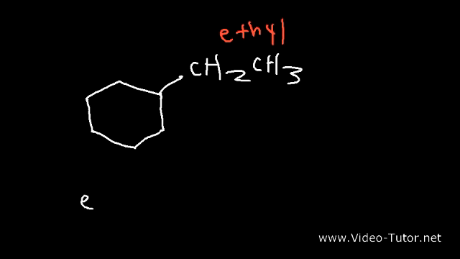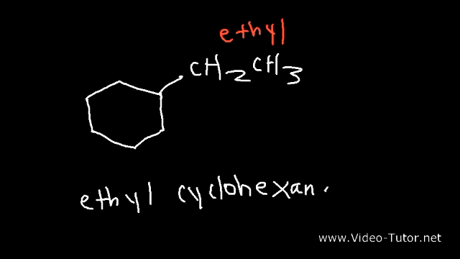The name for this compound is called ethylcyclohexane. You just got to put these 2 together. And since you only have 1 substituent, you don't have to say 1-ethylcyclohexane because it's automatically on carbon 1. You need at least 2 substituents to begin putting numbers on it.